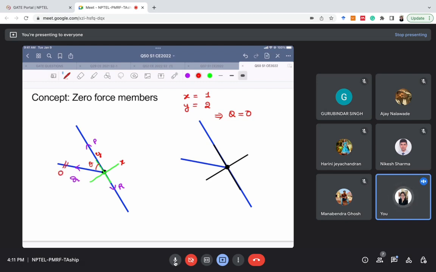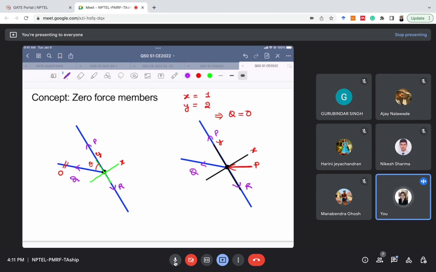Okay, let's see one more case. Let's say in this particular joint I have this external load P as well. So what we'll do, we'll set up a coordinate system like before, right? Let's say this is y and this is x. We will name the forces as P, Q, and R.